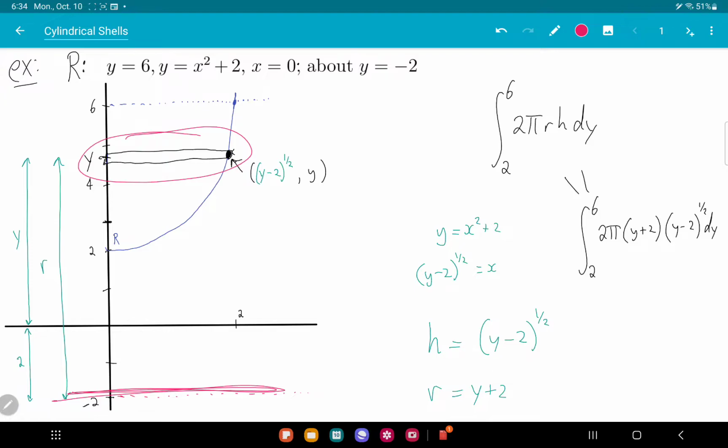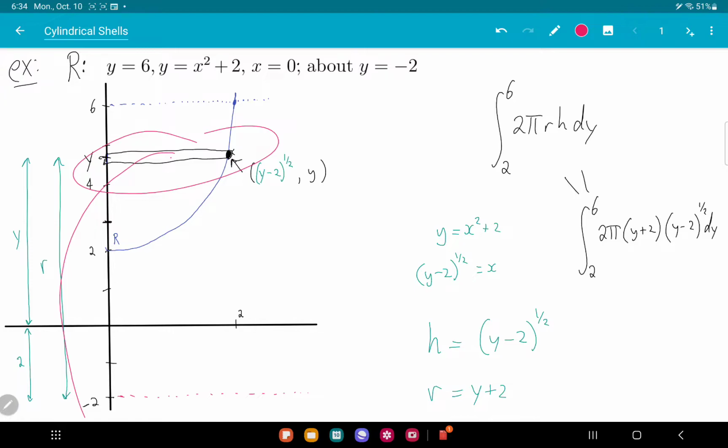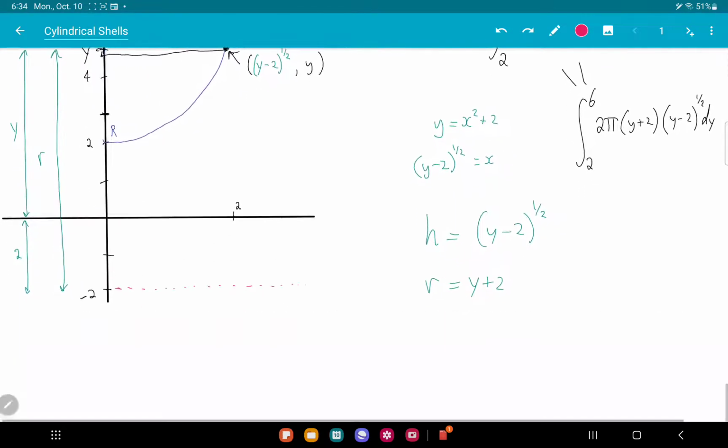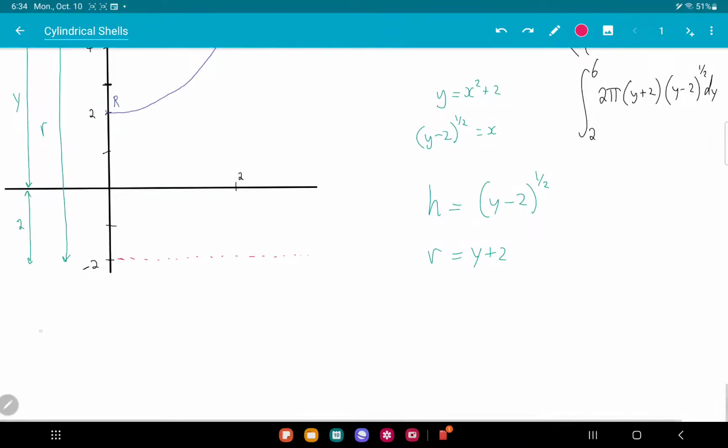In that case, the shape that I get, when I take this guy and rotate it about the axis, is cylindrical shells. So that's worth writing down. Let's write that down. This is good for your notes. Rectangle parallel to axis implies cylindrical shells.